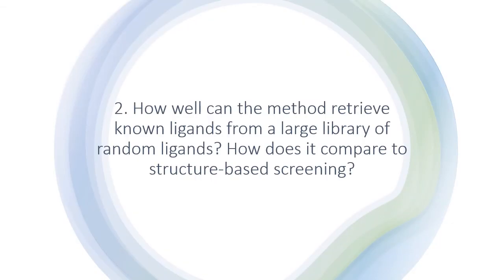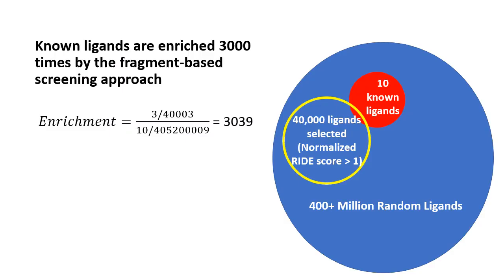In order for this method to work in practice, we also need to know how well can the method retrieve known ligands from a large library of random ligands, and how does it compare to structure-based screening, which is used now when there are no known ligands of the protein available. To answer these questions, RIDE was performed on more than 400 million random ligands and 10 known ligands against the previously selected 4-fragment template for MDM2.